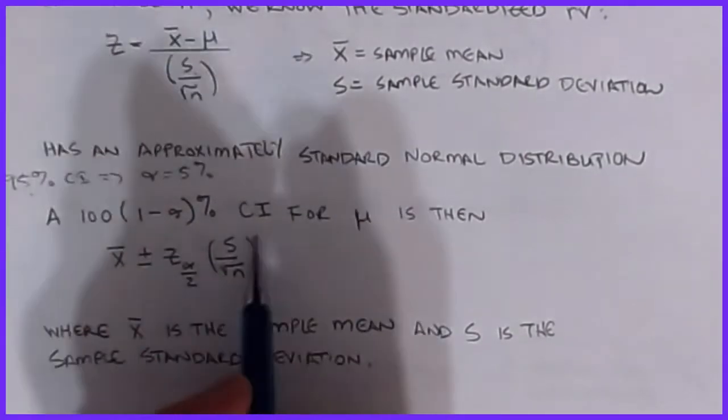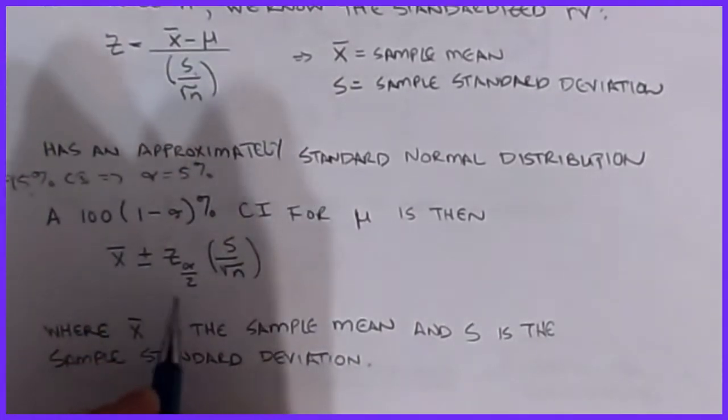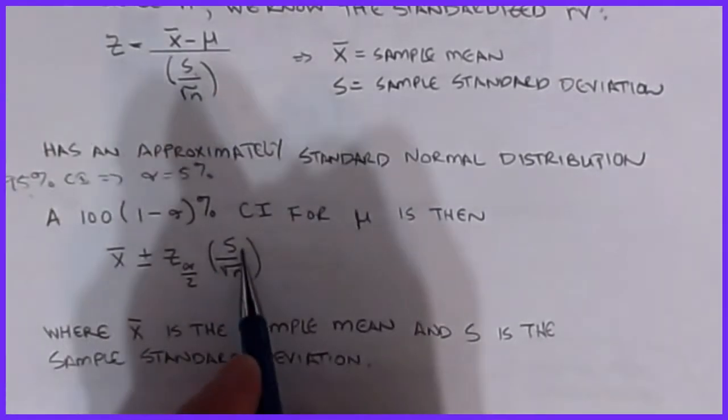The confidence interval for a population mean at this percentage is then given by X bar plus or minus Z alpha over 2, multiplied by the sample standard deviation over the square root of n. So it's exactly what we talked about in the last video, except now we're using sample data and not population data for the standard deviation. Everything else is pretty much exactly the same.